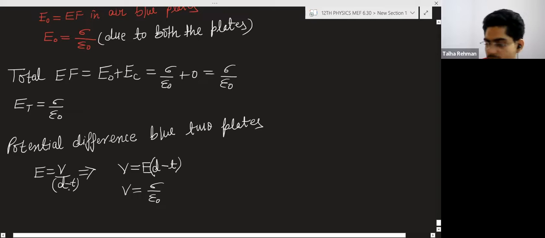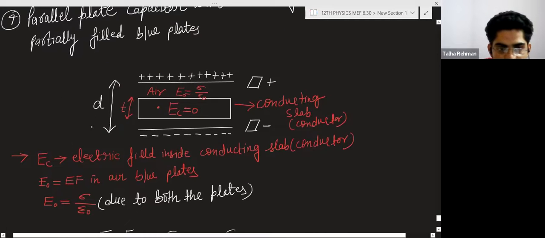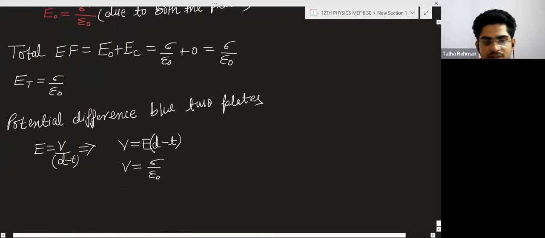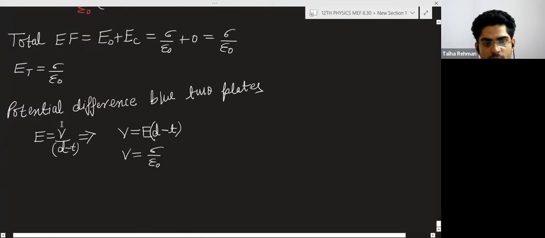Now you can see here. This whole distance is d, and this is the distance of air. So it means that the electric field in air is in the distance of d minus t. So we will take this distance, electric field is equal to potential upon d minus t. So E is sigma by epsilon naught, and this is d minus t.